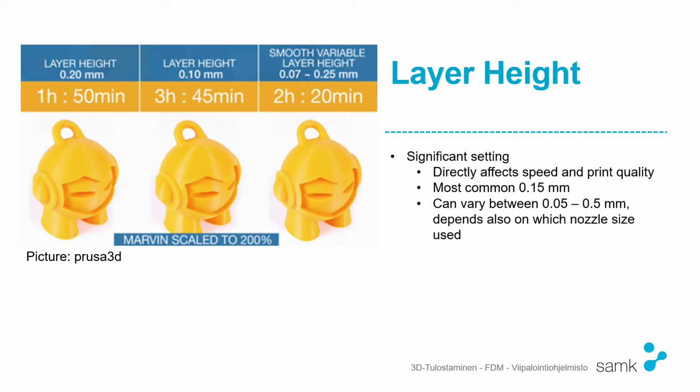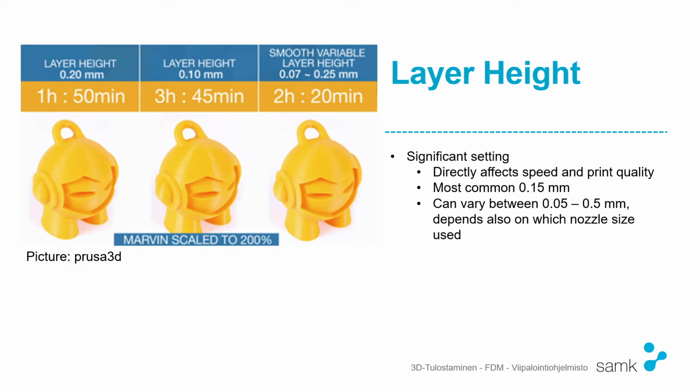And it's pretty much the same time that it takes to run one layer for this 0.1 or 0.2. Thus, it takes more time. As you can see in the image, there's one object that has been printed with 3 different settings. On the left, the layer height is 0.2 millimeters, and the print took 1 hour and 50 minutes. And in the middle, the layer height is 0.1 millimeter, and the print took 3 hours and 45 minutes. So there's almost a 2-hour difference in this print time. And it's the same model.